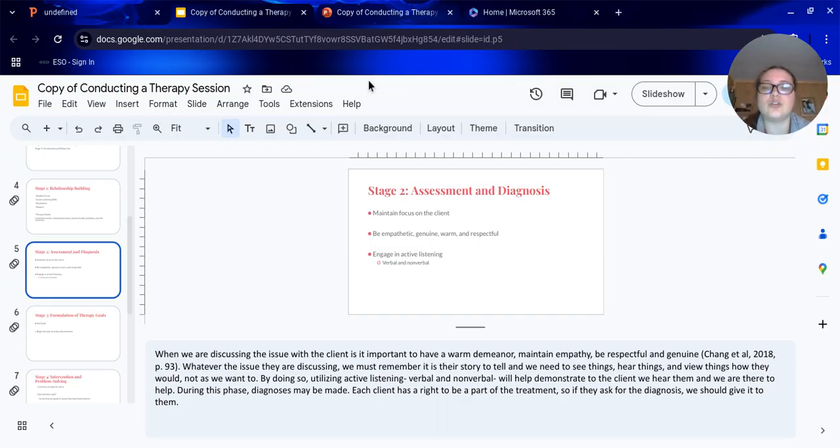By doing so, utilizing active listening, verbal and nonverbal, will help demonstrate to the client that we hear them and we're there to help. During this phase, diagnoses may be made.